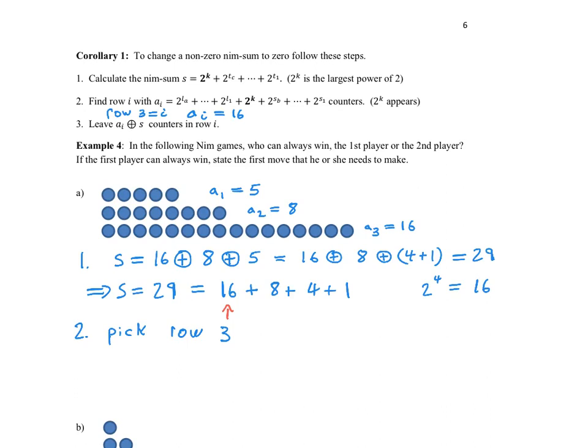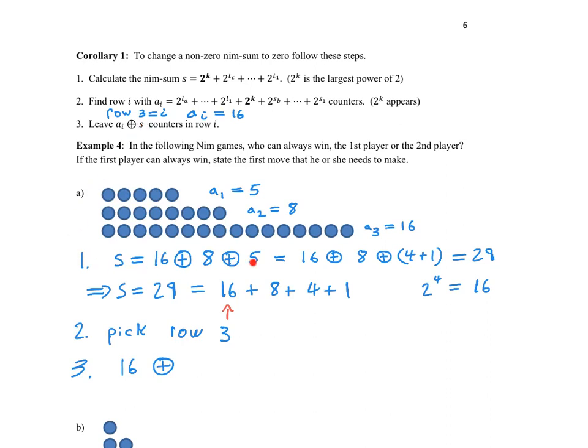So our final step is going to be to leave a certain number of counters in that row. So in step 2, we decided, okay, now we're going to play the game by operating on row 3. So row 3 has 16 counters. That's our a sub I. And we're going to nim sum that with the nim sum itself. So we need to calculate this number. So a sub I is 16, and we nim sum that with the Nim Sum. We Nim Sum it with S.